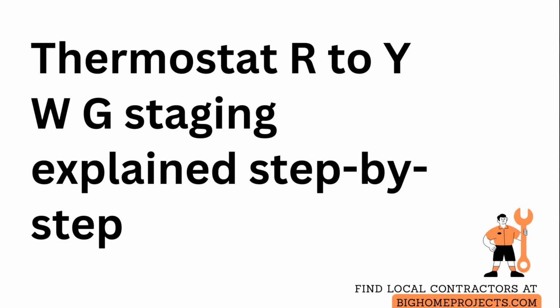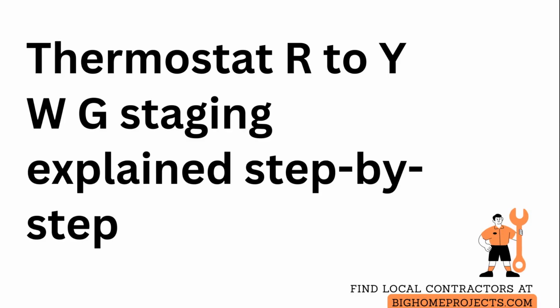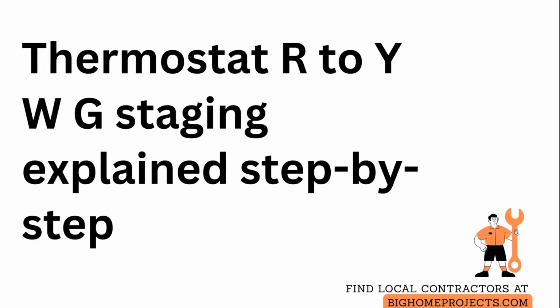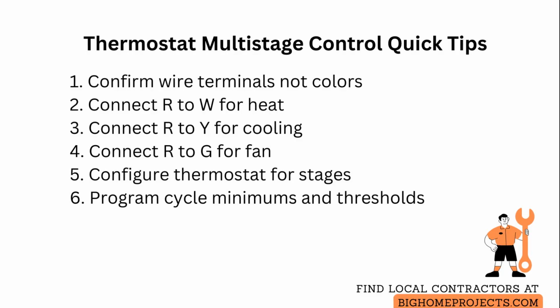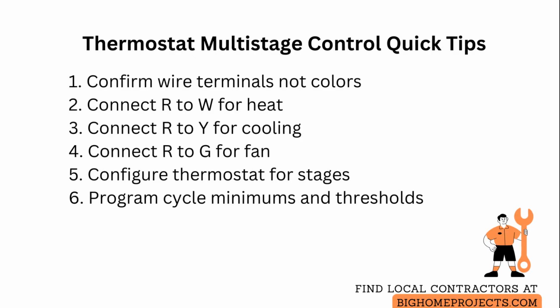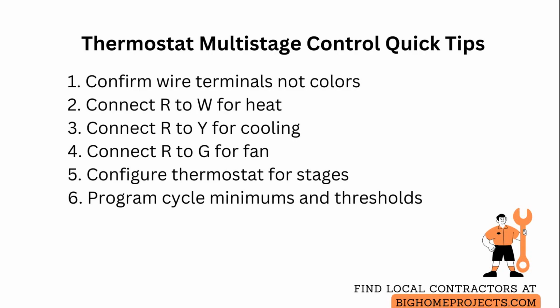Thermostats control different system modes by sending specific control signals from the R terminal to the appropriate output terminal to command the HVAC equipment what to do. A multistage thermostat uses distinct terminals to manage fan, cooling, and heating, so it connects R to G for the fan, R to Y for cooling, and R to W for heat. And for systems with multiple stages, it pulses or energizes additional outputs like Y2 or W2 to call higher stages.